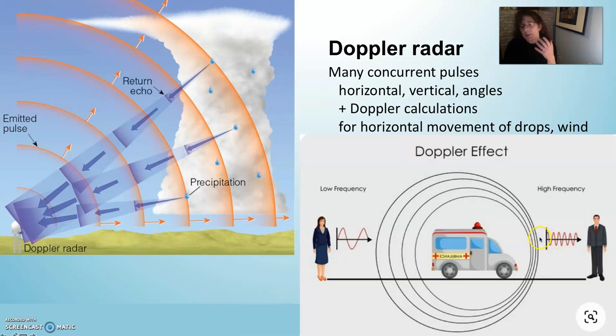And so the people in front of me hear a very, very high-pitched siren, and the people behind me hear a lower-pitched siren. By looking at this in a cloud, you can see if the cloud is moving away from you or moving toward you. You can see if the winds are coming toward you or going away from you. And that can all figure into hurricane predictions, and especially tornado predictions. So Doppler is used to really predict severe weather, and it does it very effectively.